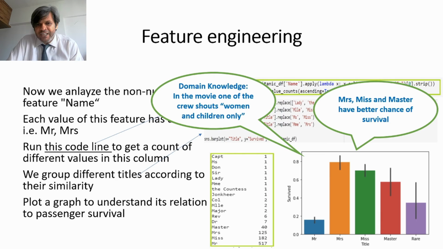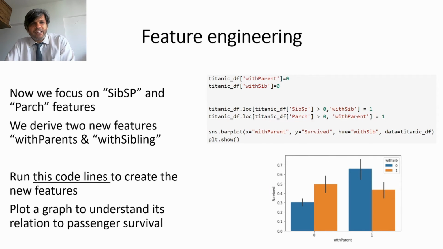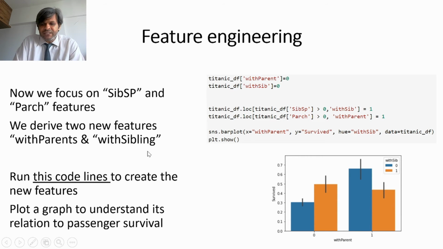Let's move on. Now we look at the next features, which are SIBSP and PARCH. Now these names are not very friendly for us to derive what those fields are. So what we do is we derive two new features out of it, and we name them with parents and with siblings. SIBSP is actually siblings, and PARCH is actually parent and children. So we derive new features with the friendly names with parents and with siblings. So we use this code to derive those two new features.